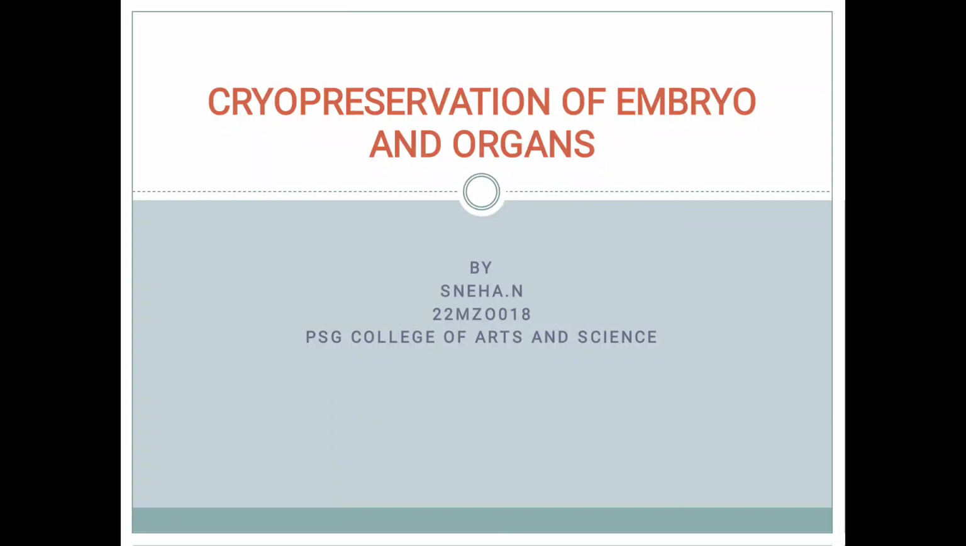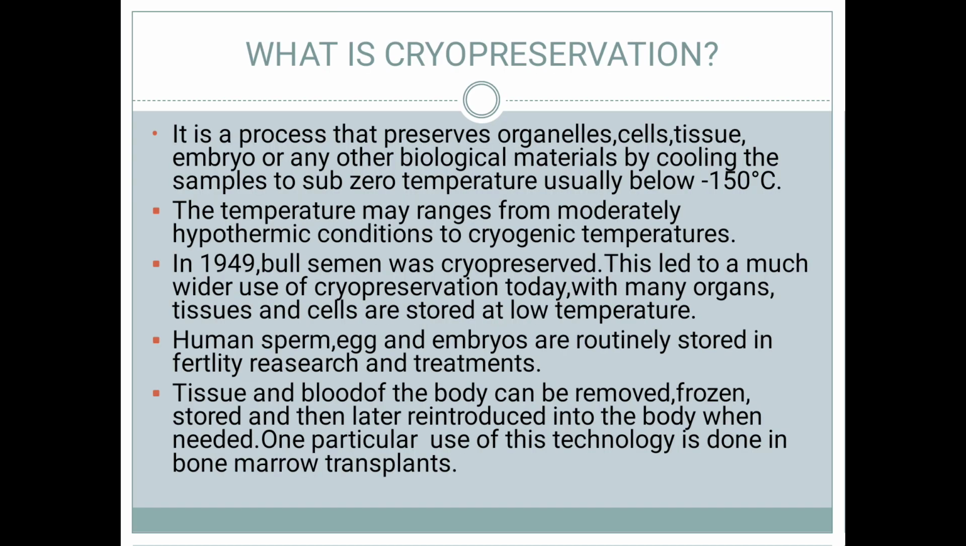Hello everyone, this video is about cryopreservation of embryo and organs. So first of all, what is cryopreservation? It is a process that preserves organelles, cells, tissue, embryo or any other biological materials by cooling the sample to sub-zero temperature, usually below minus 150 degrees Celsius. The temperature may range from moderately hypothermic conditions to cryogenic temperatures.